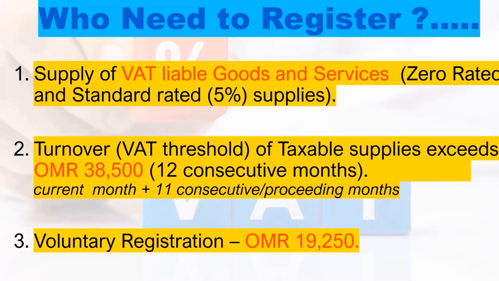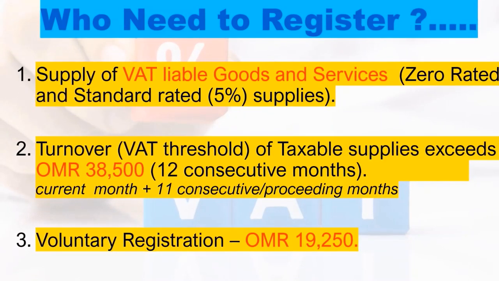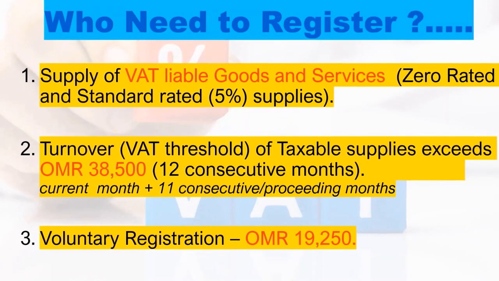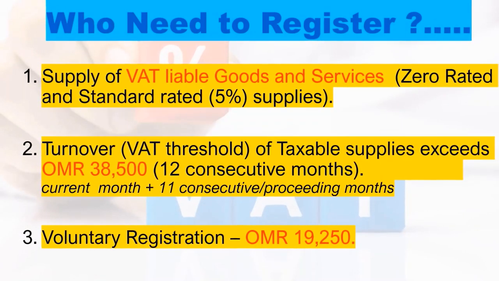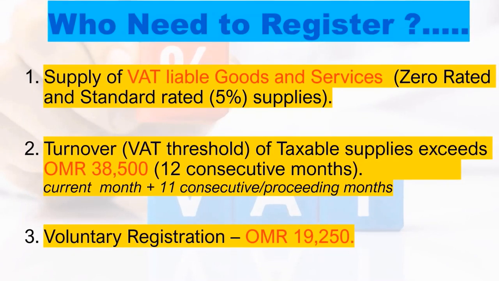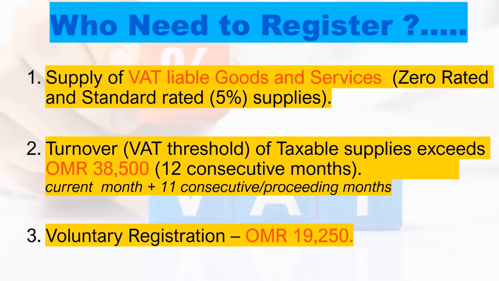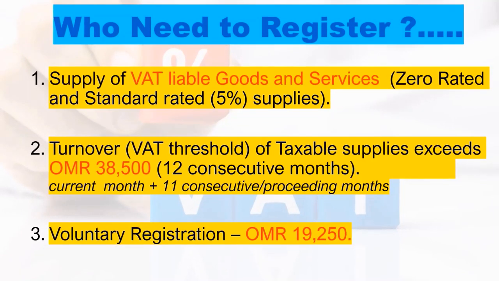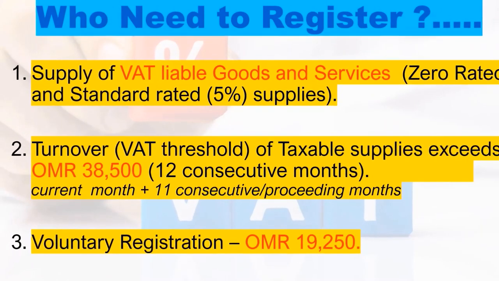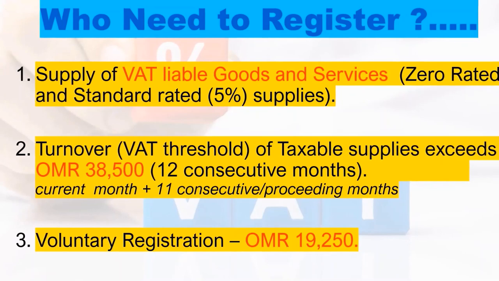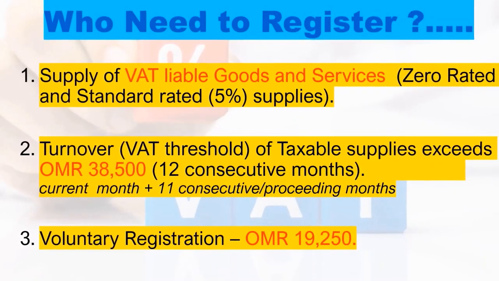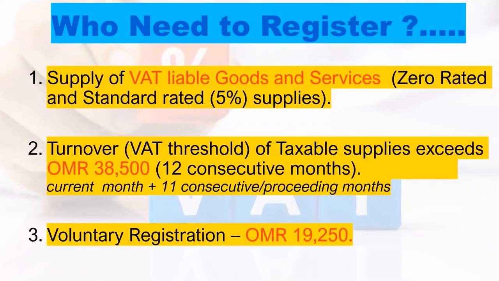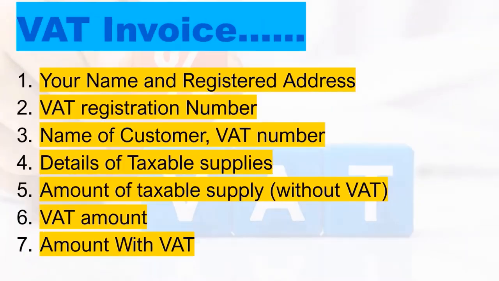If your turnover within 12 consecutive months exceeds Omani Riyal 38,500, you are completing the second requirement also. This may be consecutive months or preceding months. It means if you assume that in the next 12 months you will complete 38,500 turnover, then you are completing the second requirement. If you are completing both of these requirements, you must register. Other than that, if your goods and services come under zero rate or standard rate, and you want to register for VAT as a voluntary registration, and your turnover exceeds 19,250, you can voluntarily register for VAT from the very first day.